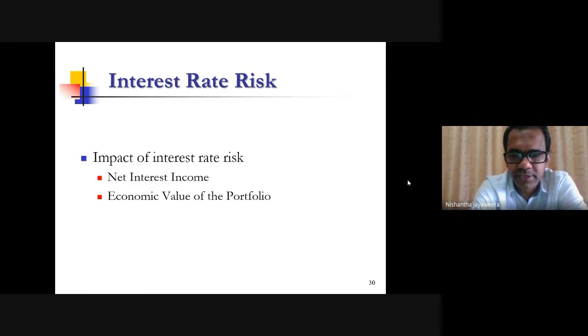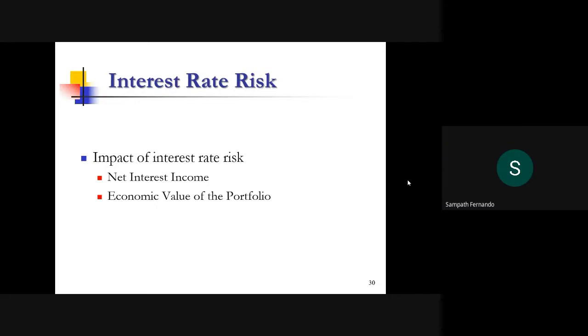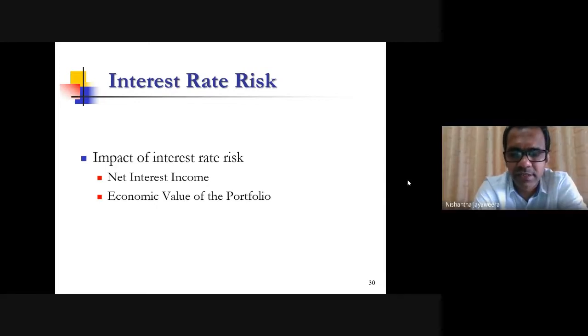First one is net interest income. When interest rate changes, it will affect the net interest income of the bank. What is net interest income? How do we define net interest income? What is the definition of net interest income? Or how do we calculate net interest income? Interest income minus interest expenses. Yes, in a bank, there are interest income as well as interest expenses.